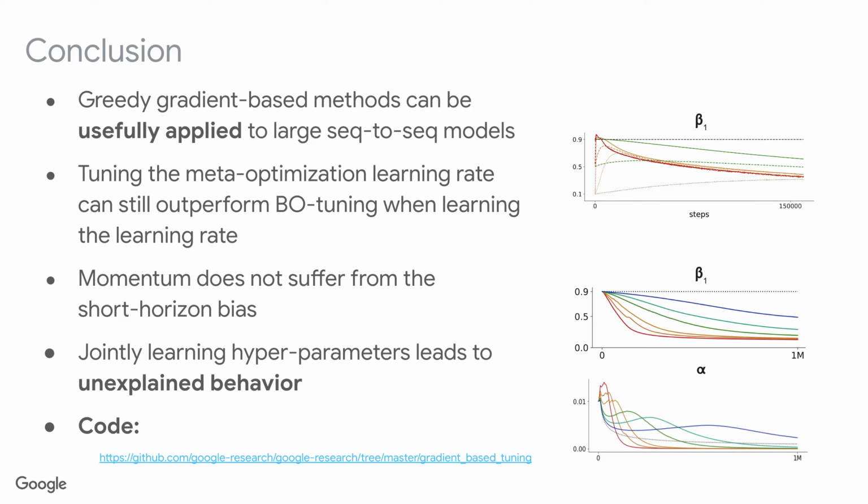In conclusion, we saw that greedy gradient-based HPO can be usefully applied to large sequence-to-sequence models. We showed that although learning the learning rate suffers from short horizon bias, tuning the meta-optimization learning rate can in some situations outperform Bayesian optimized tuning. And we showed that the momentum does not suffer from the short horizon bias, but rather learns a consistent schedule which outperforms optimally tuned constant valued runs. And in the T5 setting, jointly learning the hyperparameters leads to unexplained behavior, which improves performance and speed of convergence.